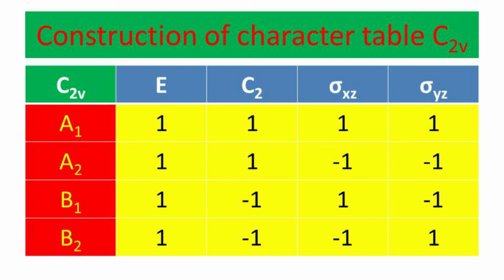For the third representation, dimension 1, so A or B. Antisymmetric for the principal axis, therefore B. Symmetric for the molecular plane, therefore B1. Last representation, dimension 1, so A or B. Antisymmetric for the principal axis, therefore B. Antisymmetric for the molecular plane, therefore B2. It's our construction of the character table for the C2v point group.